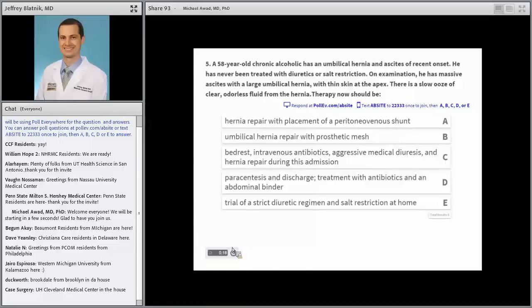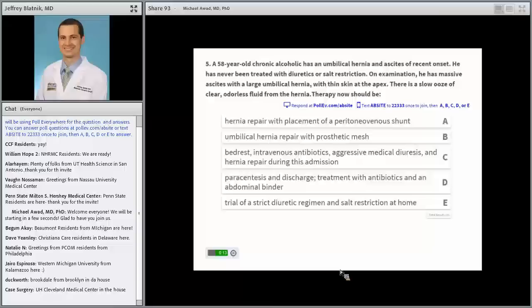Sorry, I'll read them. A, hernia repair with placement of a peritoneovenous shunt, B, umbilical hernia repair with prosthetic mesh, C, bed rest, intravenous antibiotics, aggressive medical diuresis and hernia repair during this admission, D, paracentesis and discharge, treatment with antibiotics and abdominal binder, or E, trial of strict diuretic regimen and salt restriction at home.